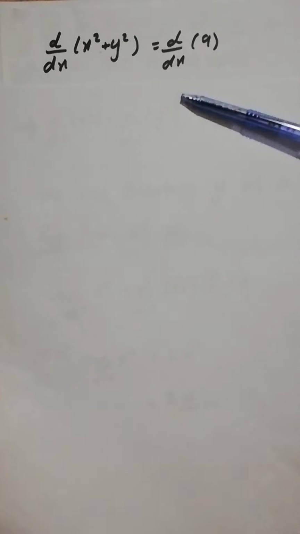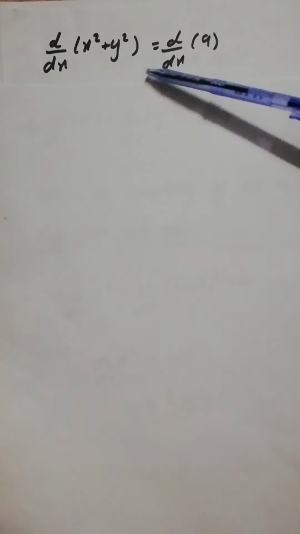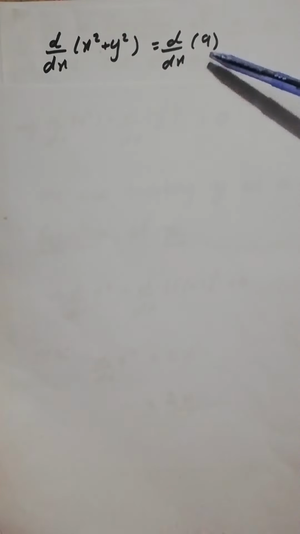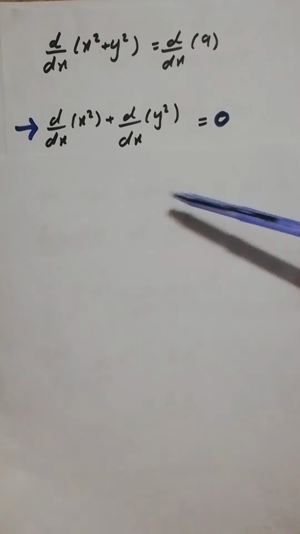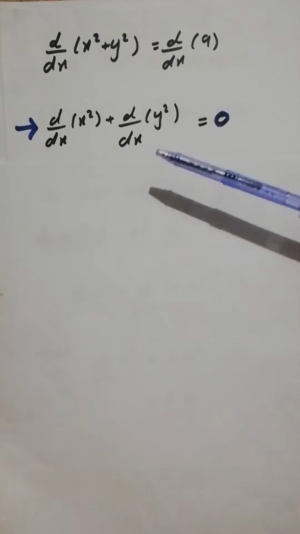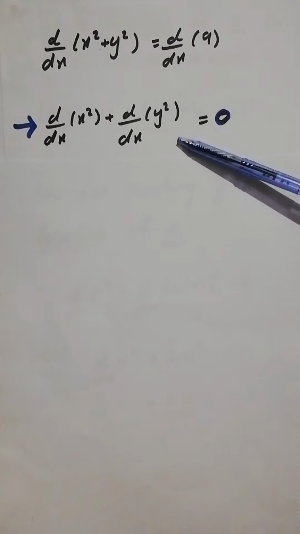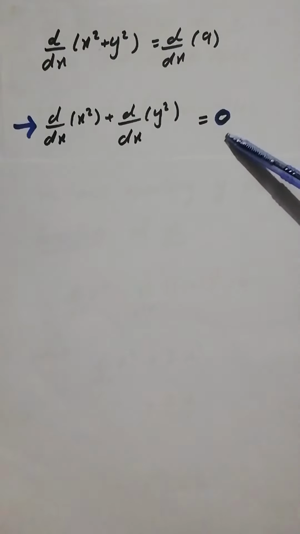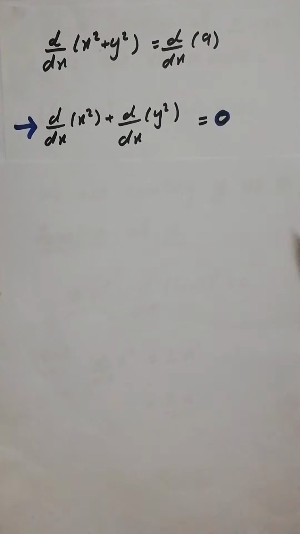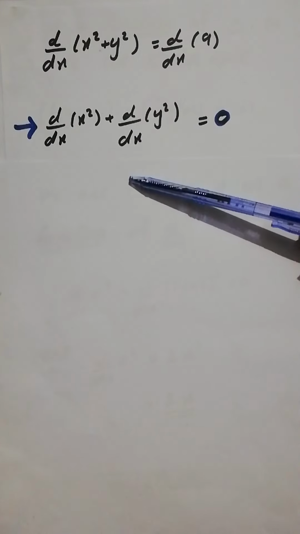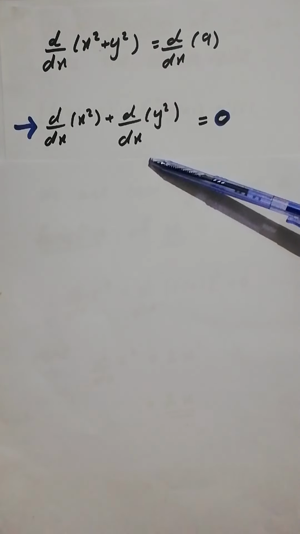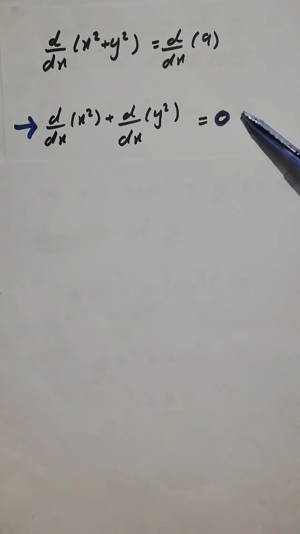And as we know, the derivative of a sum of functions is equal to the sum of derivatives, and the derivative of a constant is equal to 0. So it will become d by dx of x squared plus d by dx of y squared is equal to 0, as the derivative of a constant is 0. Now let's evaluate these terms.